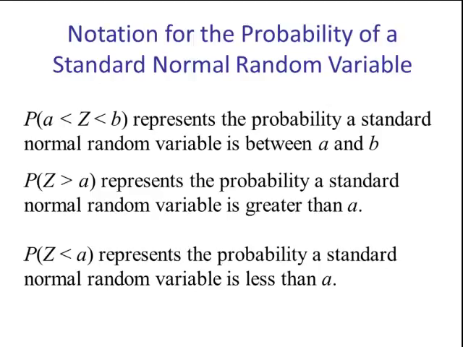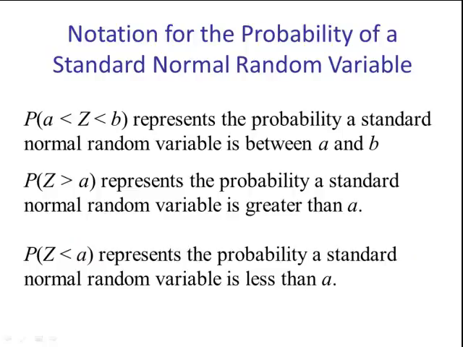Let's introduce some notation for finding the probability using the standard normal curve. This notation here means the probability of z being in between a and b. This notation means the probability that z is greater than a. And this notation means the probability of z being less than a.